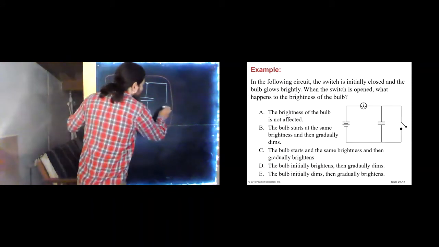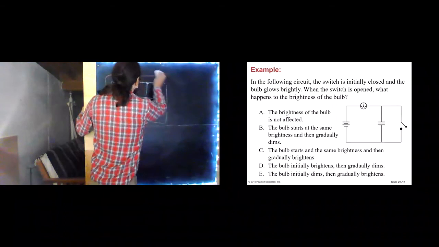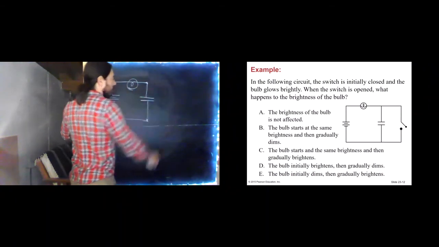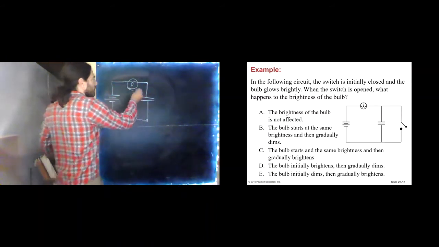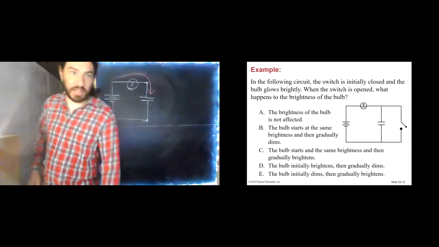Once I open the switch over here, well, now no current can flow over there. It's almost like it's not there at all. Now what will the current do? Well, now it can't go over there. Now it has to go right here. We're going to charge that capacitor up.